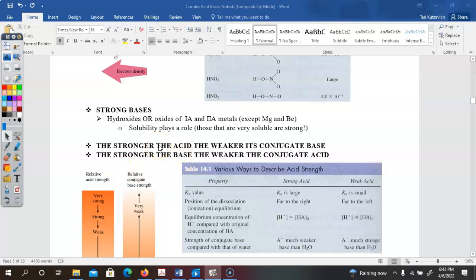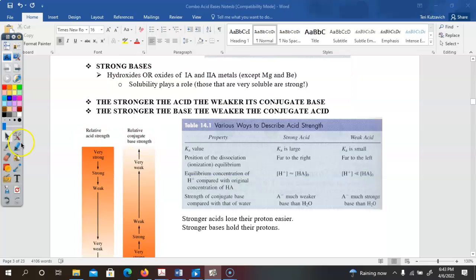Strong bases. These are your soluble hydroxides of your group 1 and 2 metals. We've already discussed them on the front page. The stronger the acid, the weaker its conjugate base. The stronger the base, the weaker its conjugate acid. All right. So we usually have Ka or Kb charts to look at. Before I go down, I'm just going to write.